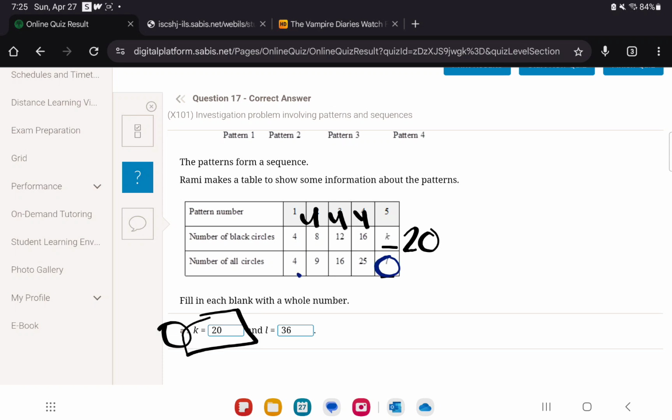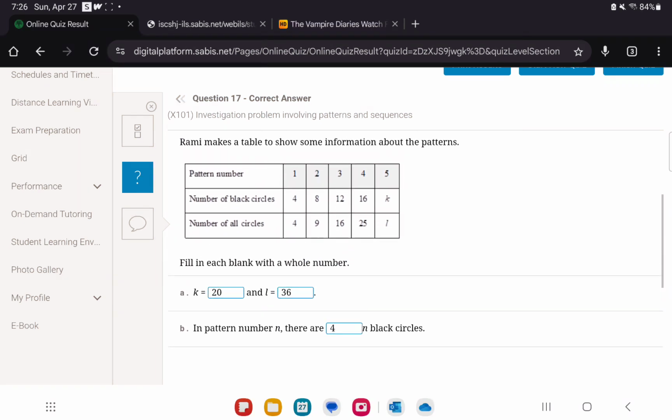So 9 minus 4 is 5. 16 minus 9 is 7. 25 minus 16 is 9. 7 minus 5 is 2. 9 minus 7 is 2. So that's your common difference. So 25 plus 9 plus 2, you get 36.